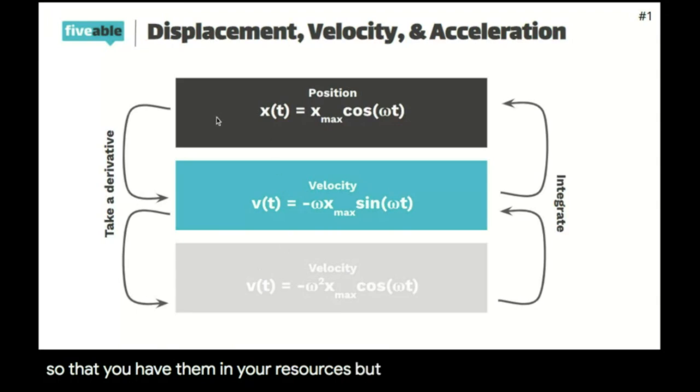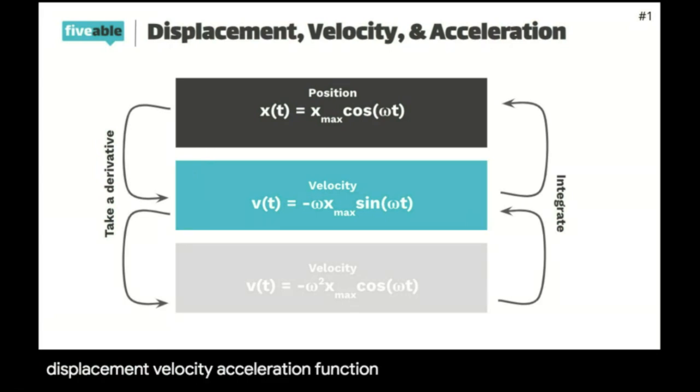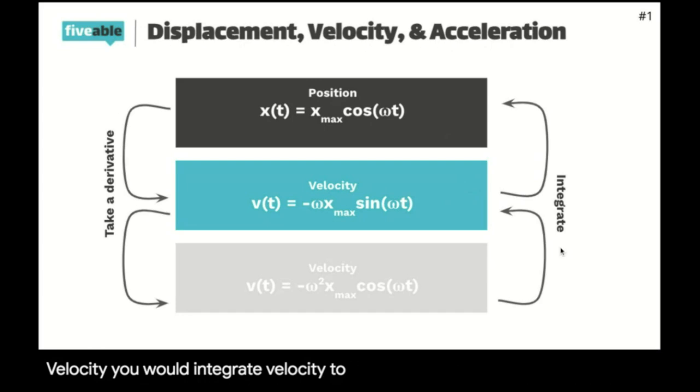I'll update that in the slides for you so that you have them in your resources. The general takeaway here is we just take derivatives just like you would for any other displacement, velocity, acceleration function. It's just a little funkier because we have to remember how to take the derivative of a cosine function or a sine function. The short version: remember that taking a derivative of a cosine function, you get a negative sine function. And don't forget to take the derivative of the inside. I think it's the chain rule, I think that's the math name for it. And then taking the derivative of a negative sine function, you get a negative cosine function. It also works the other way. If you want to go from acceleration to velocity, you would integrate. Velocity to position, you would also integrate.